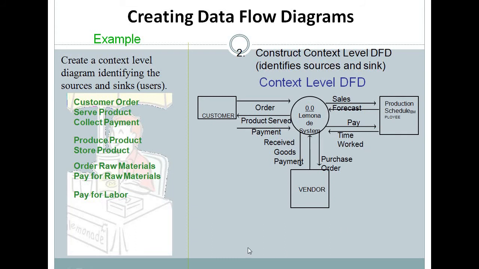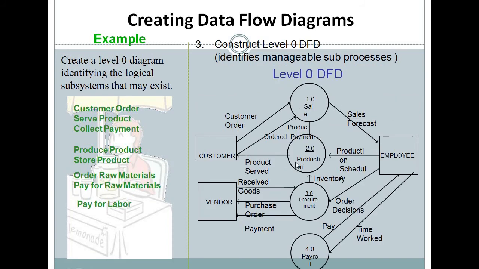So let us review: the customer sends an order to the lemonade system and production schedule goes to their employees. It reverts back with time worked and the vendor, where it receives goods, payment or purchase order. So I have drawn the first level, the context level DFD.